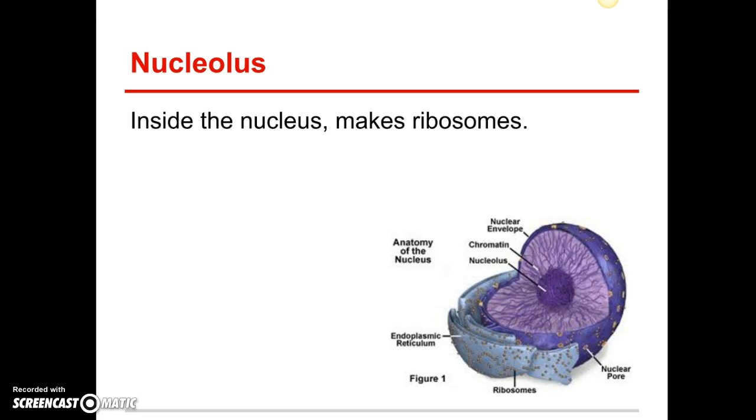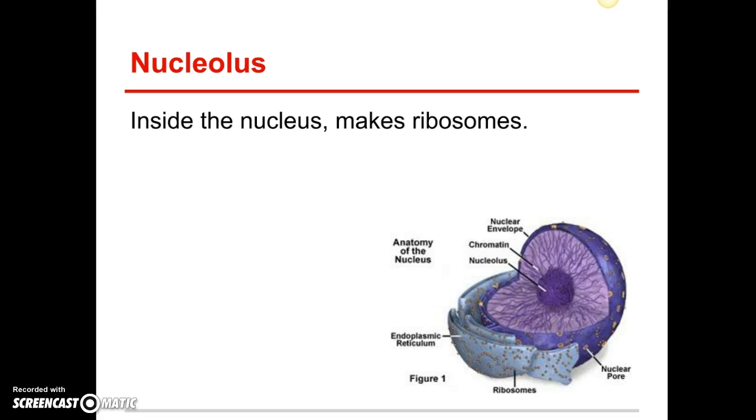And then inside the nucleus, we have a little thing called a nucleolus. The nucleolus is smaller than the nucleus, and inside the nucleus, this makes ribosomes. Now, ribosomes make everything happen within the cell. So you can think of the nucleus as the boss of the cell. The nucleolus is the boss of the nucleus. So technically, the nucleolus is kind of the boss of everything.